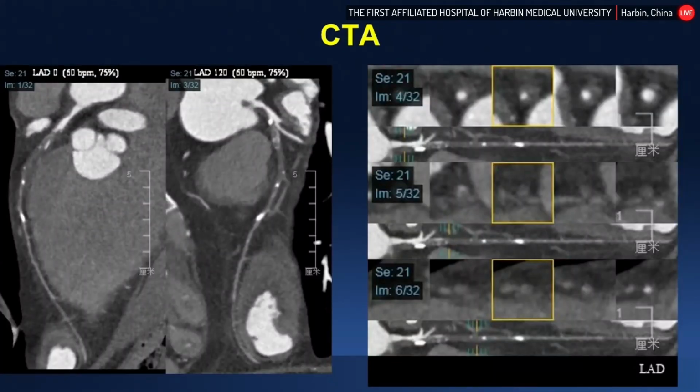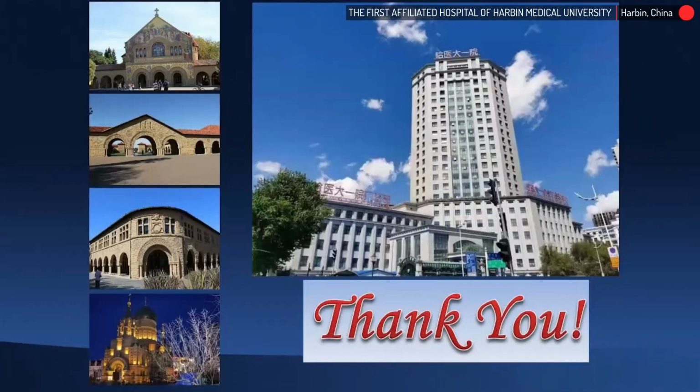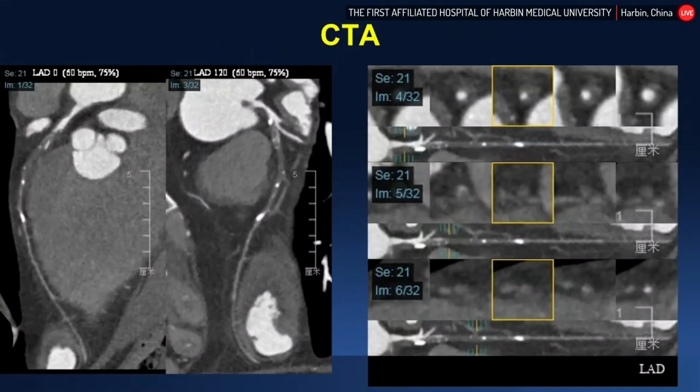Once again, I think the audience is well aware that our facility is famous for the intelligent artificial visualization system developed by Professor Li Yue. We also performed CT angiography before this procedure, and the baseline imaging of the CT angiography indicated a long diffuse CTO segment in the LAD. This is the general information of this patient.